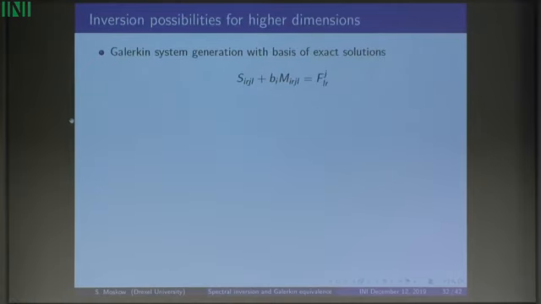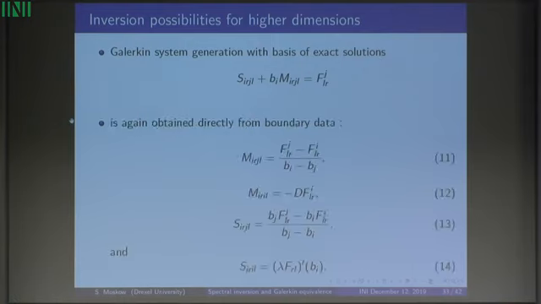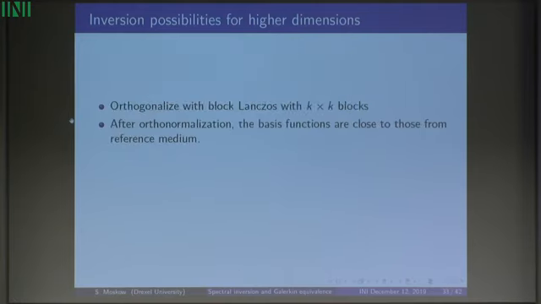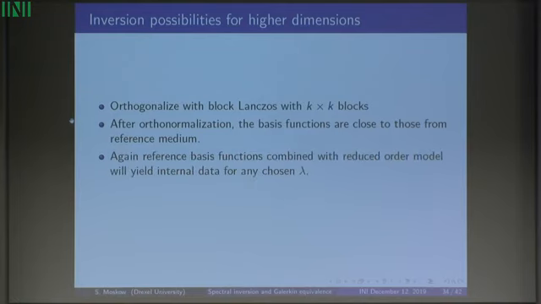And then you can, again, generate the Galerkin system with the basis of exact solutions. I'm almost out of time, so it's the same formulas, basically. You can orthogonalize again, but now with block Lanczos orthogonalization. And after orthogonalization, the basis functions are close to those from the reference medium again. And then this will yield internal data, and we could try again.